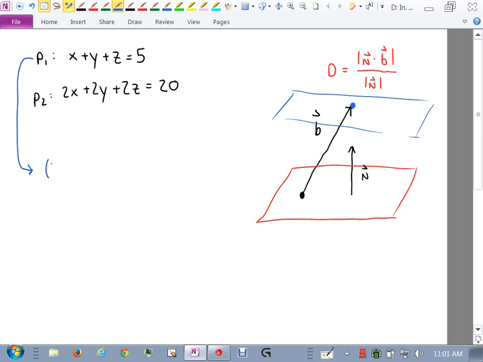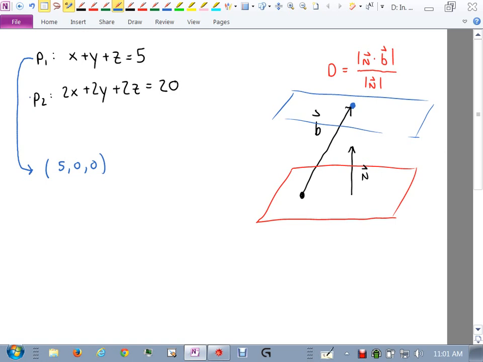Any x, y, 0 that would satisfy that equation? 0, 2, 3? That'd work, right? How about 5, 0, 0? That kills off x and y, we don't even have them there. That would satisfy. So there's a point on that plane, agree?